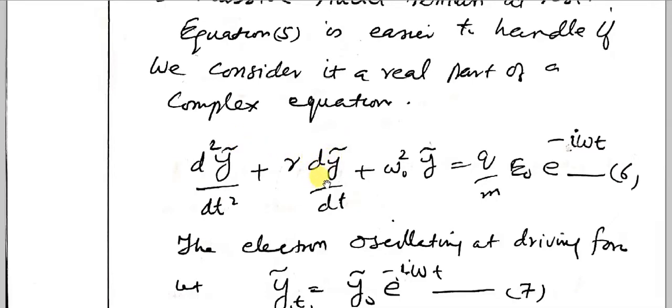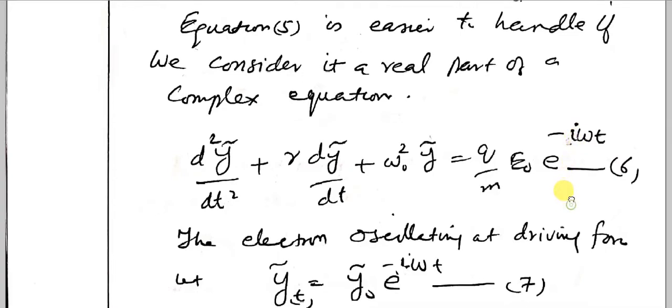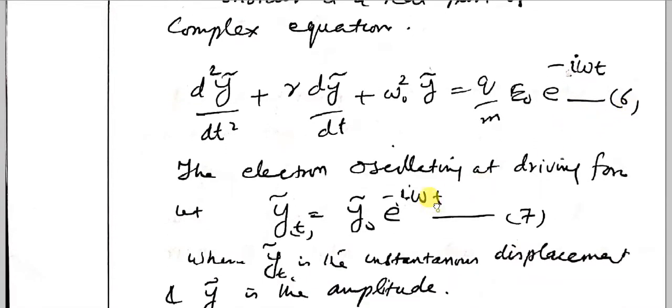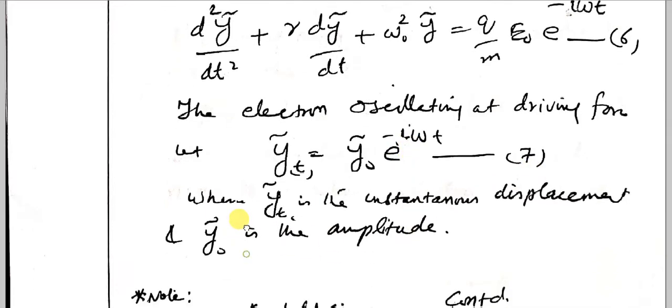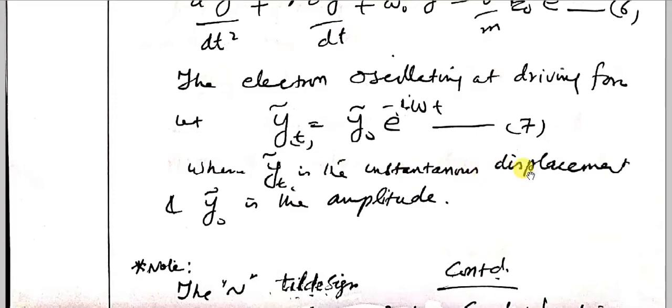So we will discuss y as a complex term, and similarly the driving term is a complex term, equal to q by m E naught e to the minus i omega t. We can use either j omega t or i omega t, it doesn't make any difference. We call this equation number 6. Now the electron oscillating at the driving frequency, let the displacement y(t) be y naught e to the power minus i omega t. We call this equation number 7, where y(t) is the instantaneous displacement and y naught is the amplitude.